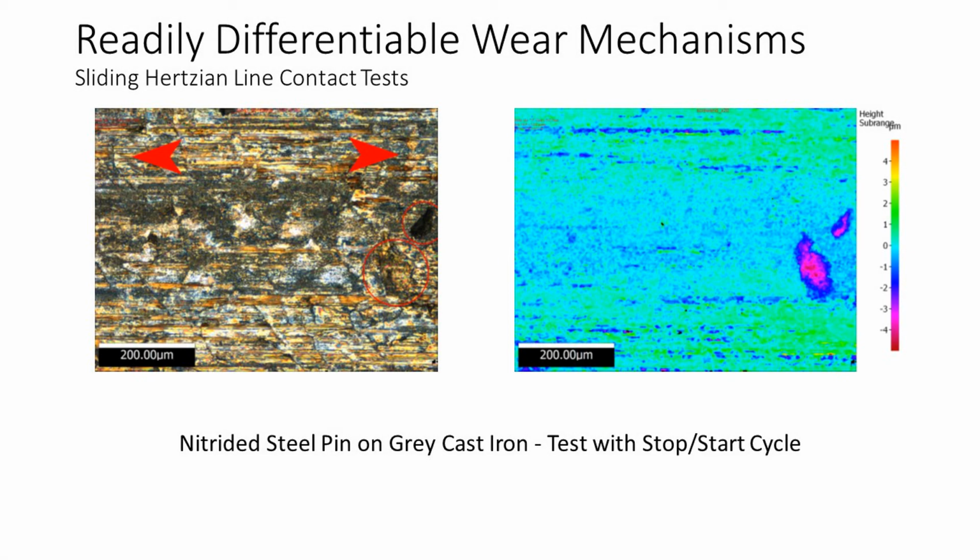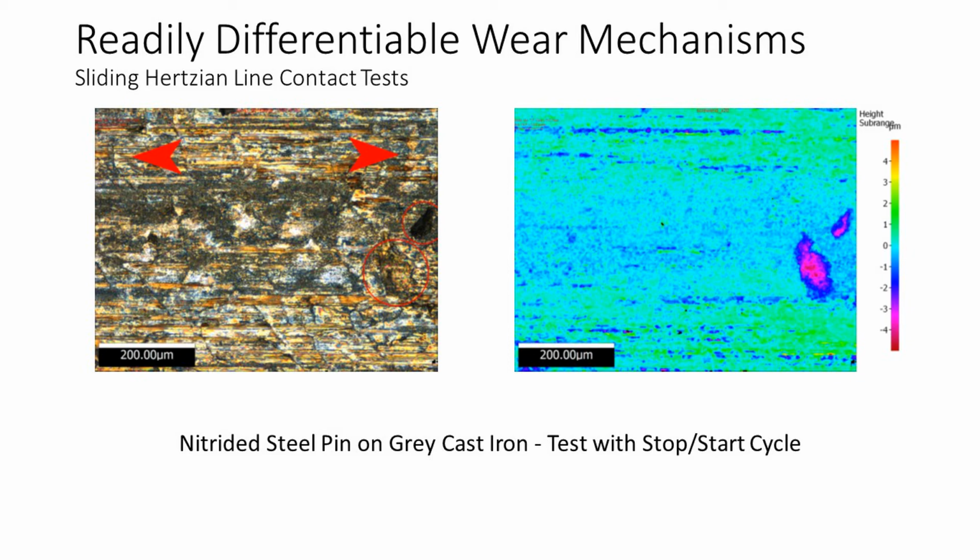Instead of running at constant reciprocating frequency, a stop-start cycle is used, with each cycle resulting in a temperature excursion. During each stop phase, the temperature of the specimens is allowed to cool to a base temperature set point. Examination of the samples shows different wear behaviour.